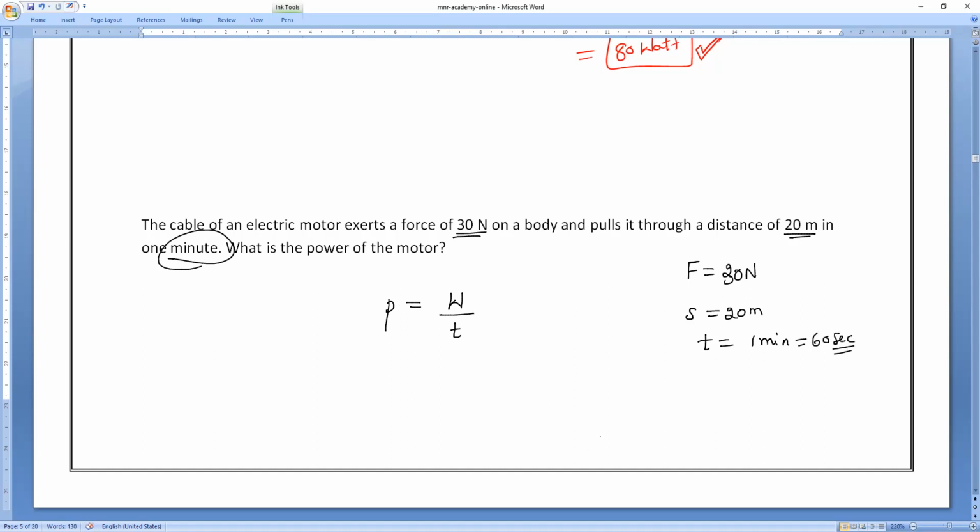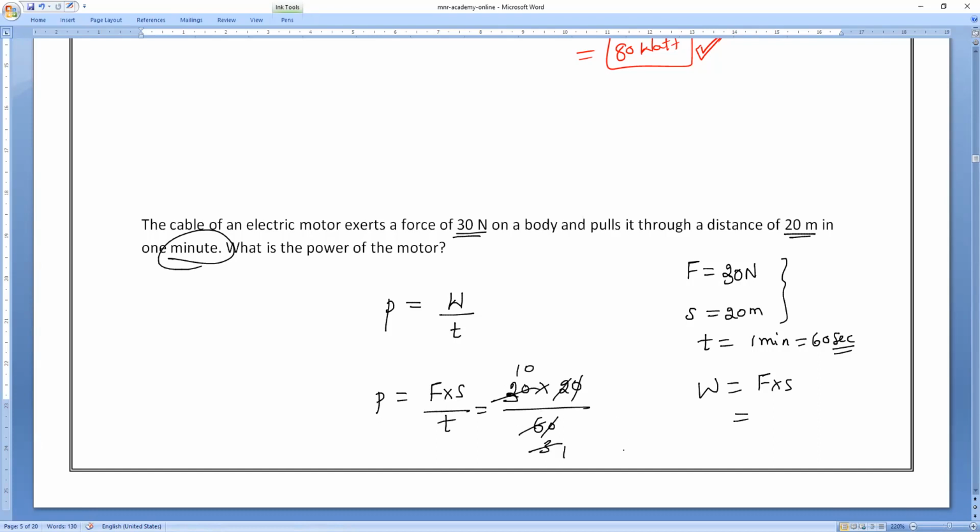You must have presence of mind. So time is 60 seconds. Then work is equal to force into displacement, or else you can write it directly: F into S divided by T. Understand now? I modified the formula. So force is 30, into displacement 20, divided by time 60. So I'll cancel 60. 2 ones are 2, 3 twos are 6, so 10.